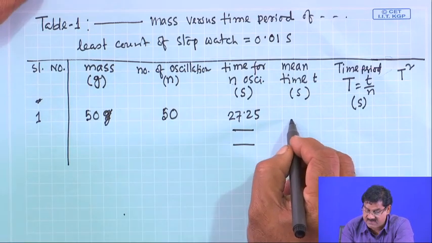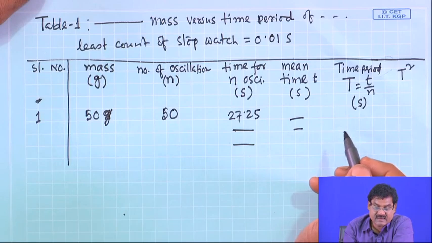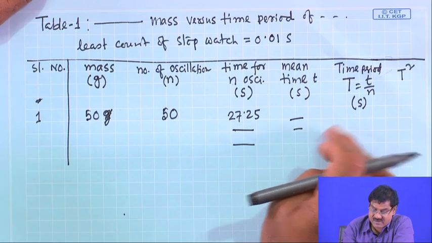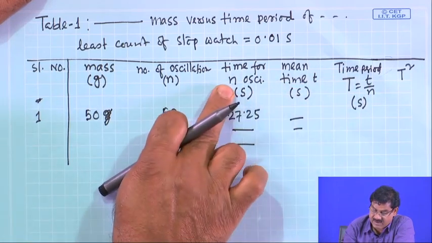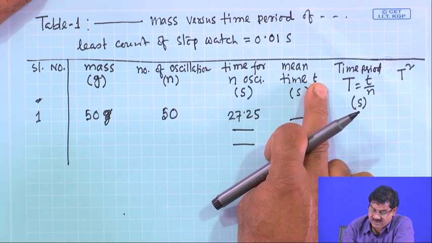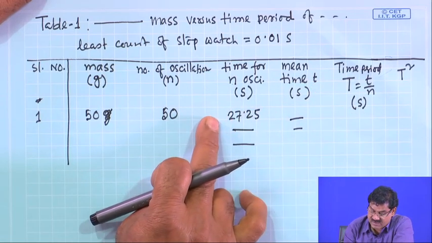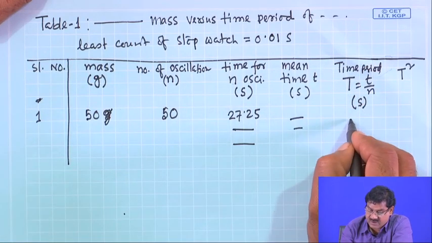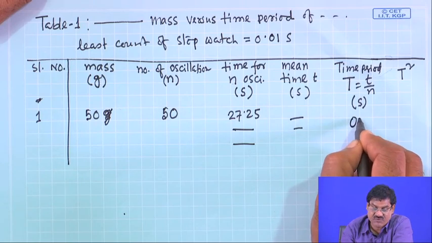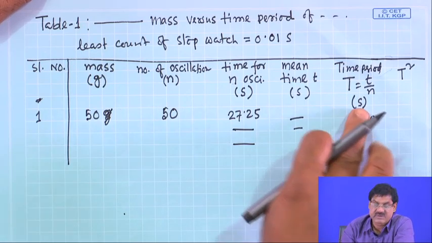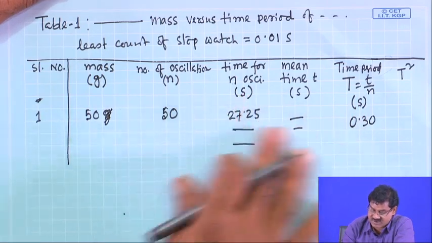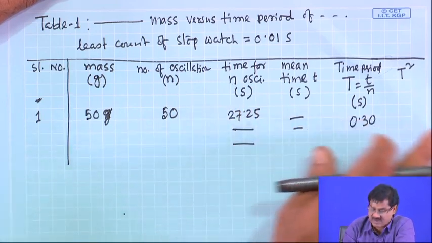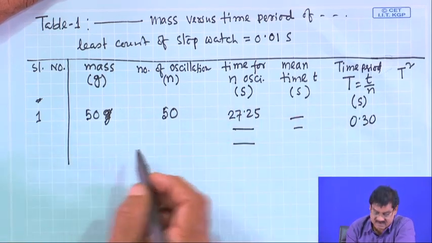So there will be some mean time. One should calculate the mean time, and then from there you have n and the mean time t, so you should find out t by n. If you calculate, it will come to say 0.30 second. Say suppose this, because this is the realistic reading from our lab, but one has to write all of them, I am just avoiding that.